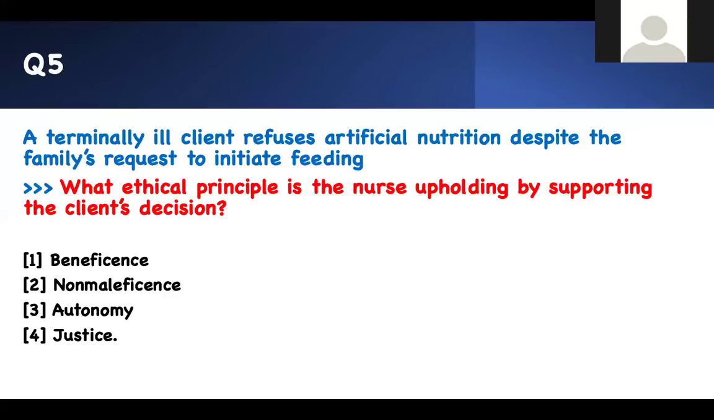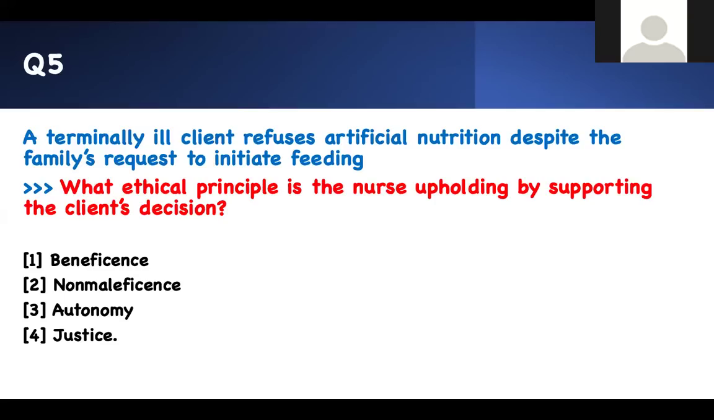What ethical principle is the nurse upholding by supporting the client's decision? What is he upholding when you support the client to refuse tube feeding, like artificial feeding: beneficence, nonmaleficence, autonomy, and justice. You're supporting the patient, you're advocating for the patient, you're ensuring the patient is making the right decision. What do we talk about? And advocacy is what? Making sure the rights of the patient are ensured, making sure the patient has informed consent, and providing safety.